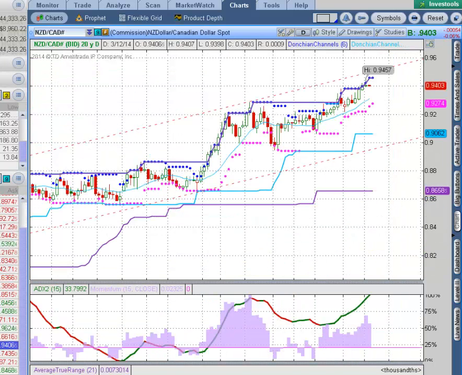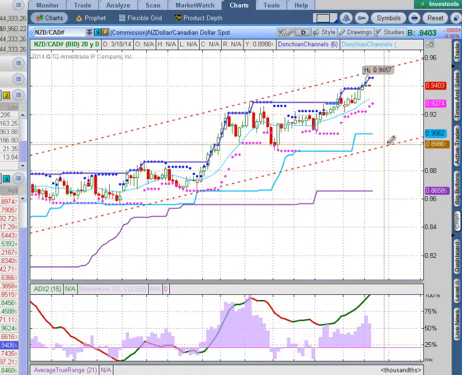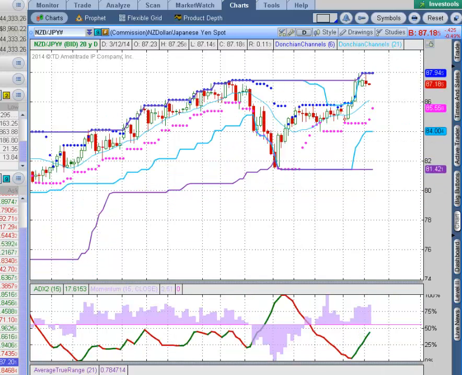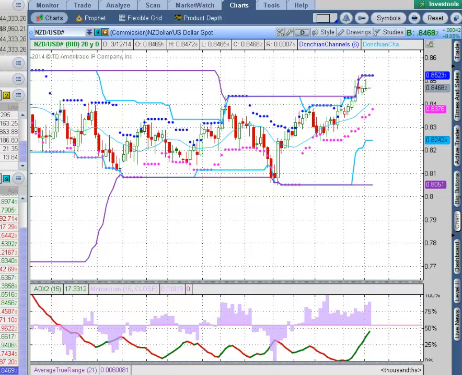Next is the New Zealand Canadian dollar. This pair is in a medium-term uptrend channel. This is the New Zealand dollar yen. Price is moving in a sideways channel. And the New Zealand US dollar. Price is moving in a sideways channel.